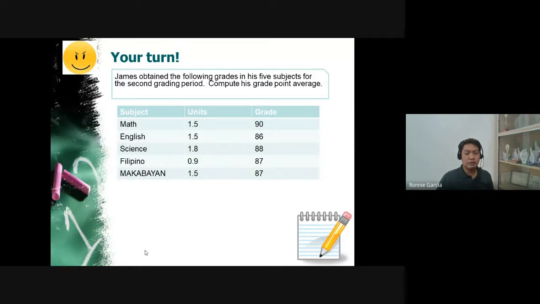Next, it's your turn. The first one to give the correct answer in our chat box, again, will receive additional points for the recitation. Compute the grade point average of James, considering that every subject has different units. For math, his grade is 90, but the number of units is 1.5. For English, it's 86, but the number of units is 1.5. For science, 88 with 1.8 units. For Filipino, 87 with 0.9 unit. And for Makabayan, is 87 with 1.5 units. I am waiting for your answers.